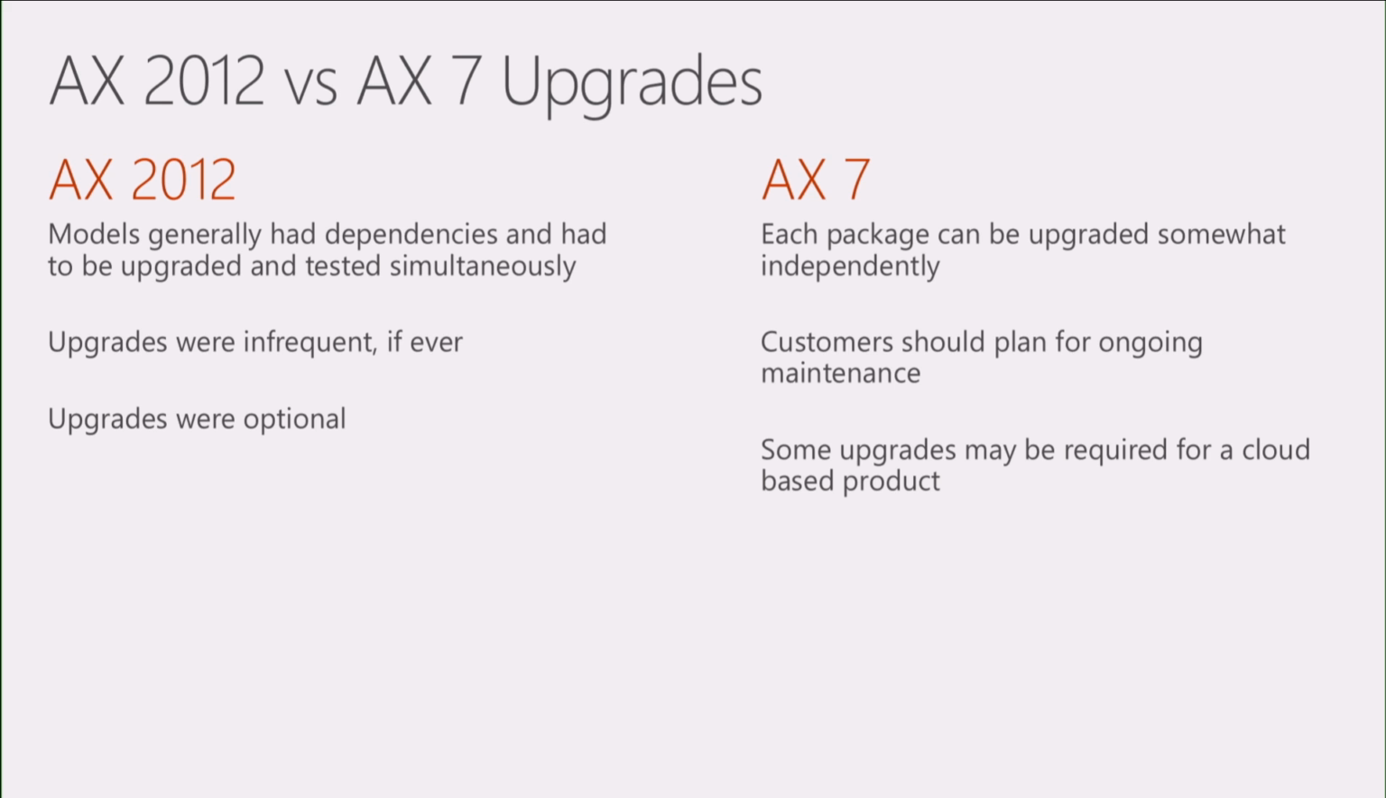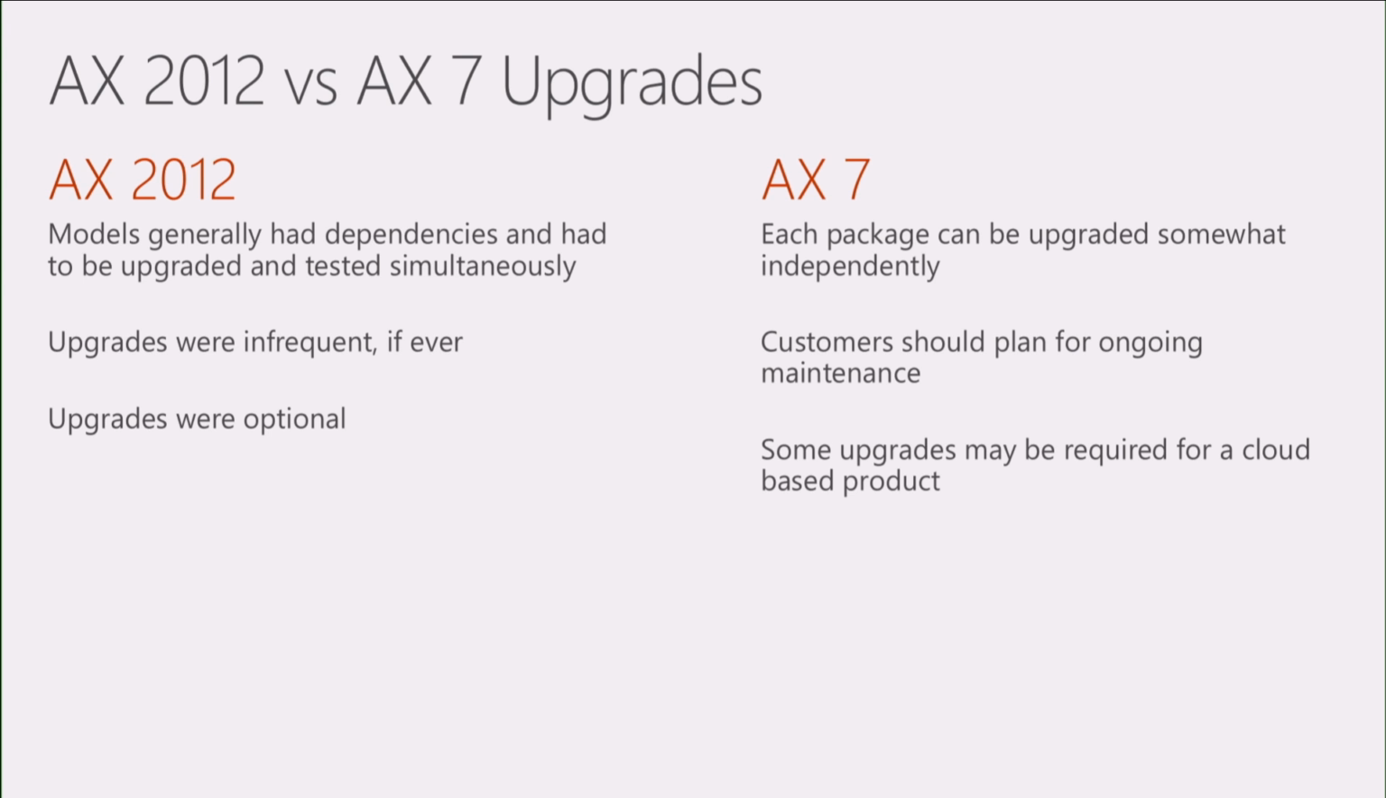So how is it different in AX7? Well, in AX7, we're starting to get some independence with these upgrades, where I don't necessarily have to upgrade the entire application at one time. Customers are probably going to have to do maintenance ongoing. We're going to get less of this world where I just get stuck on a version. When you think of a cloud world, a lot of times some of the upgrades are more forced, and I can't just stay on a specific version that I'm on.